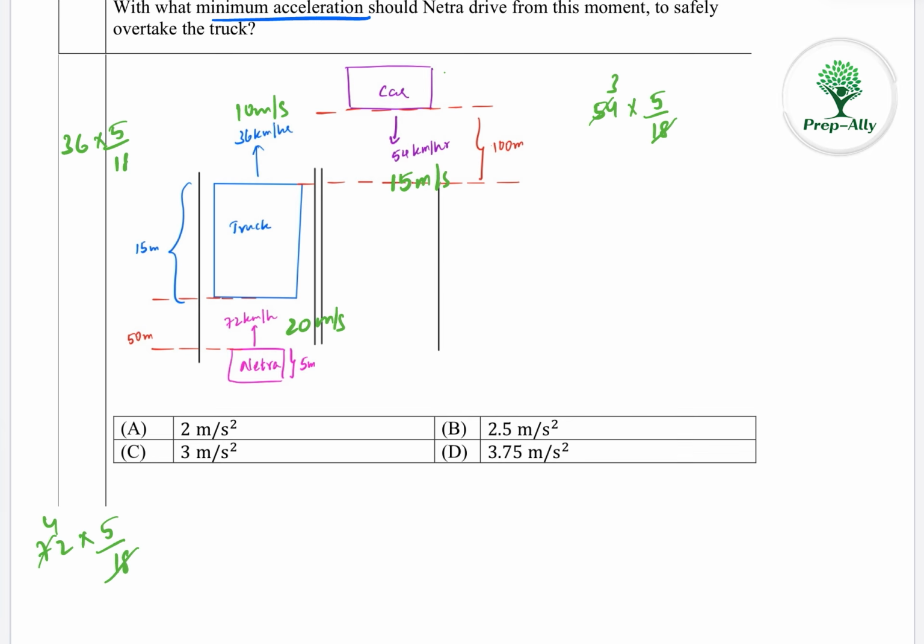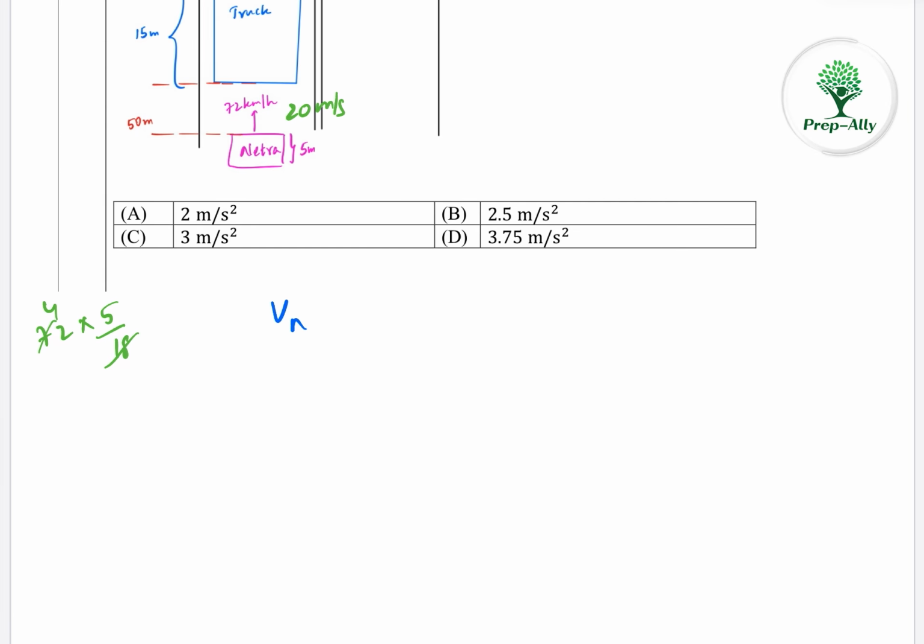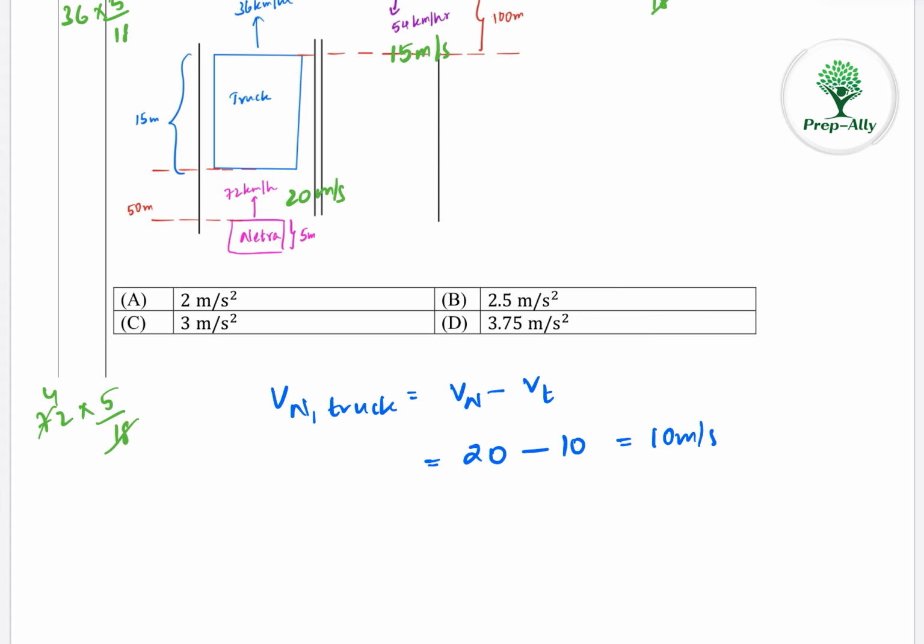So now what we'll do, we'll put the truck at rest. Not exactly at rest, we are now going to observe how the car is moving and how Netra is moving as seen by the truck. So what we are doing is we are trying to figure out the relative velocity. So what is the velocity of Netra as seen by truck? That is velocity of Netra minus velocity of truck. Netra is moving at 20 meter per second and truck at 10 meter per second. So it is 10 meter per second. So relative velocity of Netra with respect to truck is in this direction of 10 meter per second.